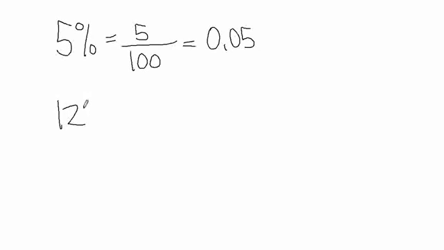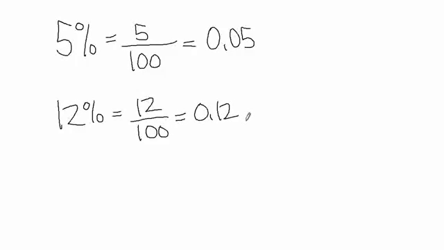Likewise, 12% is equal to 12 over 100. And that's equal to the decimal 0.12 by moving the decimal in 12 2 hops to the left. What about a number like 343?